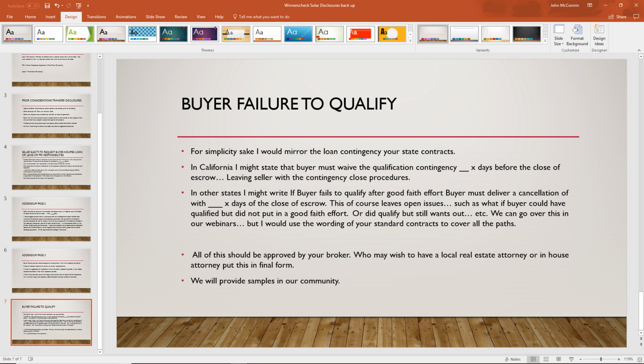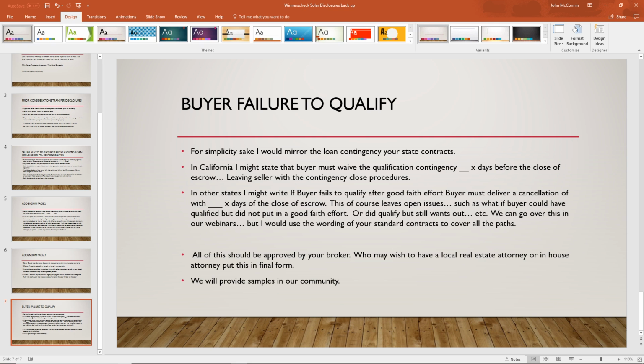Well, that's why in California, we might say the buyer must waive the qualification contingency X days before the close of escrow. So you might want to give them more time, because it might take longer. As a seller's agent, you'd be in touch with the seller, maybe through the seller or with the seller on the phone, or because the seller gave you power of attorney, you contact the lender or the lessor, the power production provider, and say, how long will it take?